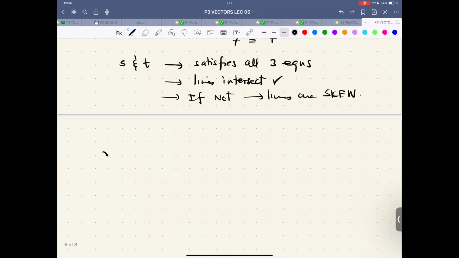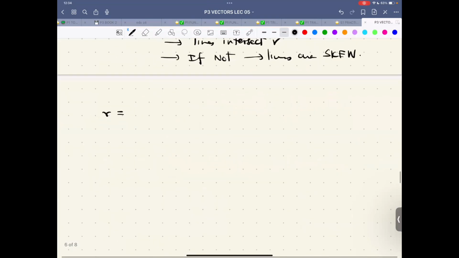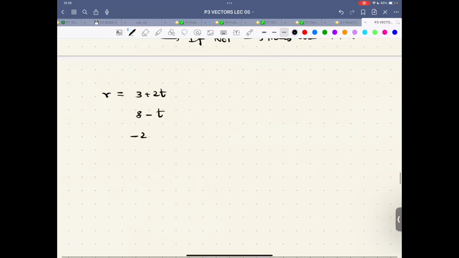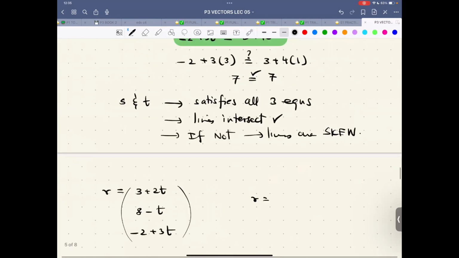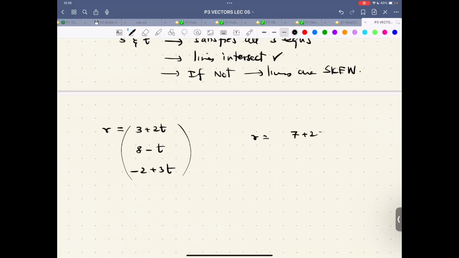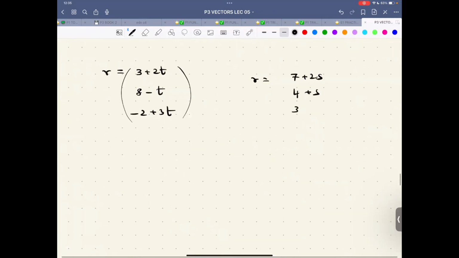Now let me write the equations once again for R. 3 plus 2t, 8 minus t, and the third one is minus 2 plus 3t. Let me write the other one in terms of s: 7 plus 2s, 4 plus s, and the last one is 3 plus 4s.